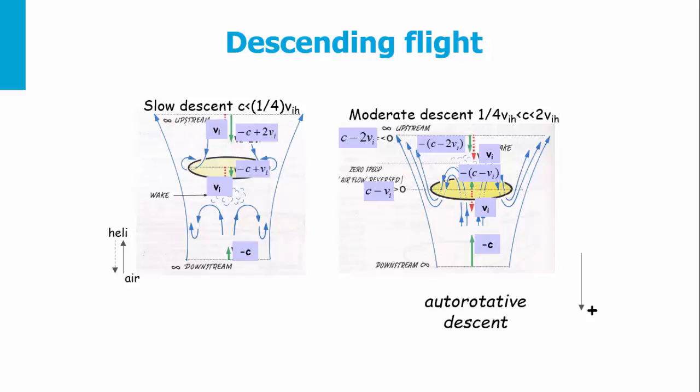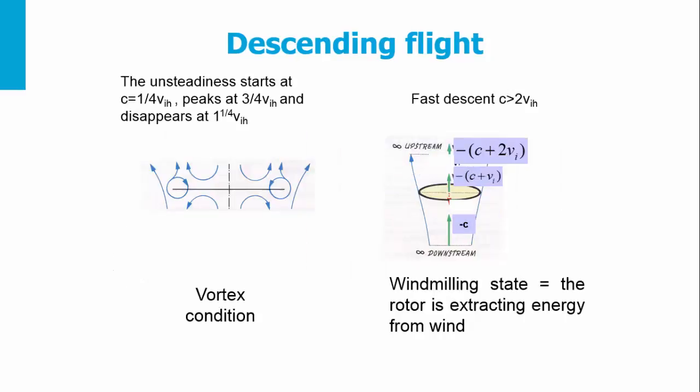The moderate descent in the right-hand side picture we have already explained, so in this way we can go further. It means that there will be a region where the airflow will stay at the level of the rotor, which is the so-called vortex ring state condition. The unsteadiness of the airflow starts when the rate of descent is 1/4 of the induced velocity in hover, peaks at 3/4 vi in hover, and disappears at 1 and 1/4 of the induced velocity in hover.